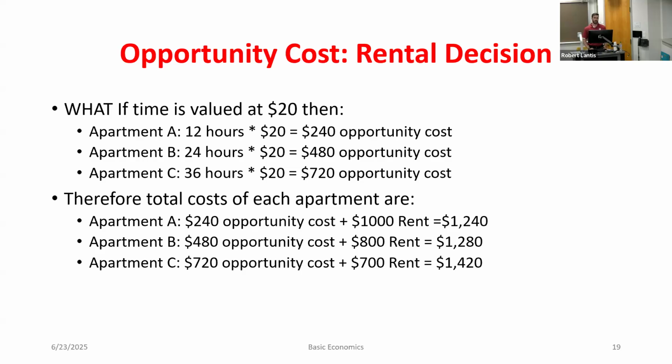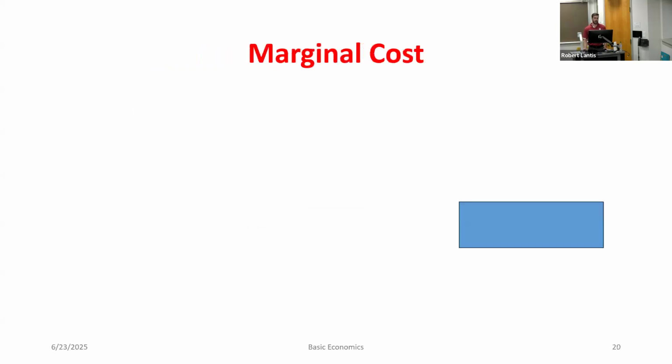Everybody with me so far? So we're going to use this apartment example just as a setup, but I've got a better one, I think, in a second. How do we determine marginal costs?